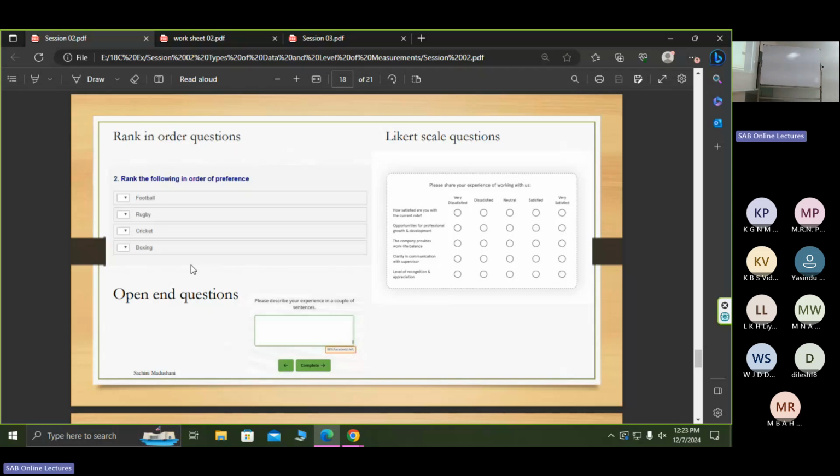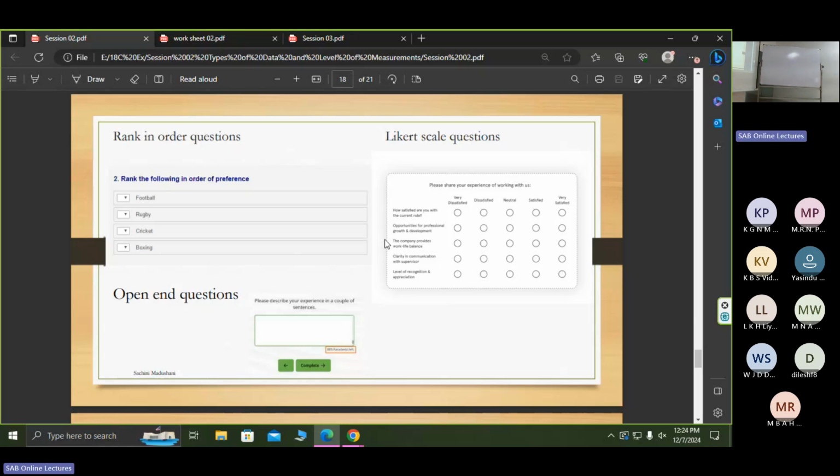Understood? The next one is the Likert scale question. Normally in undergraduate studies or some research, we can use Likert scale questions to get the data. Most of the students use Likert scale questions. Likert scale questions mean we put a scale, normally starting from agree.